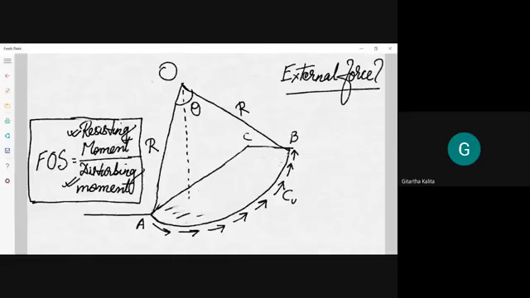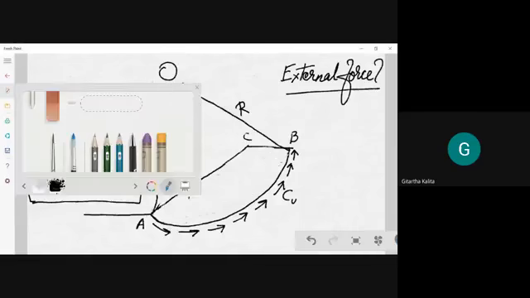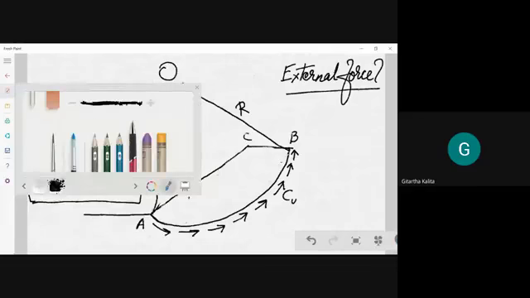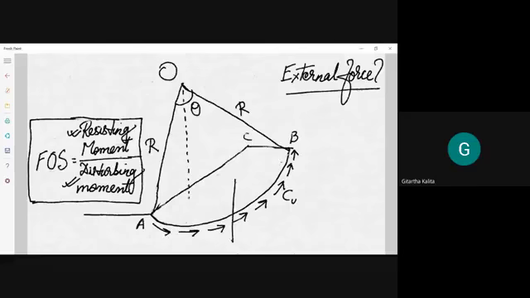So if we consider W as the weight, the weight will be somewhere like here, maybe. I'll show you. Somewhere it is falling like this, W, the weight. So what is the disturbing moment now? If W is the weight, which is the only force available, then the moment is the weight into this distance. We are doing the analysis about the point O.